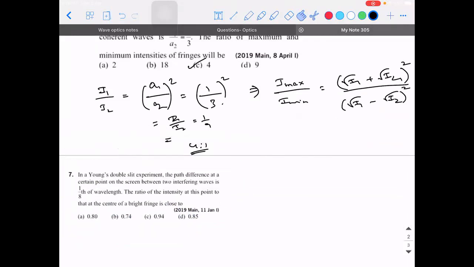In Young's double slit experiment, the path difference at a certain point on the screen between the two interfering waves is 1 by 8 of the wavelength. The ratio of the intensity at this point to that of the center of a bright fringe is close to.